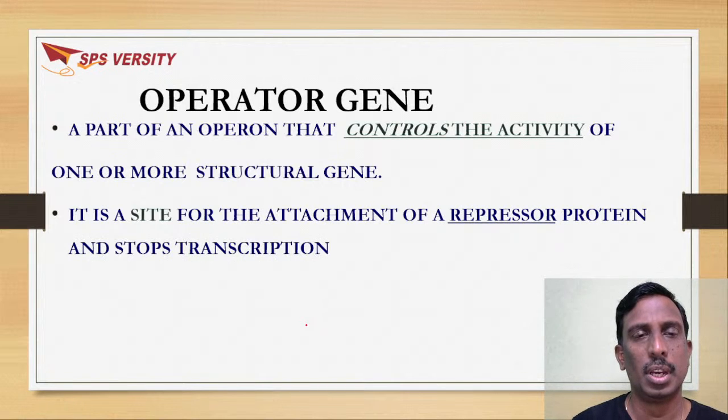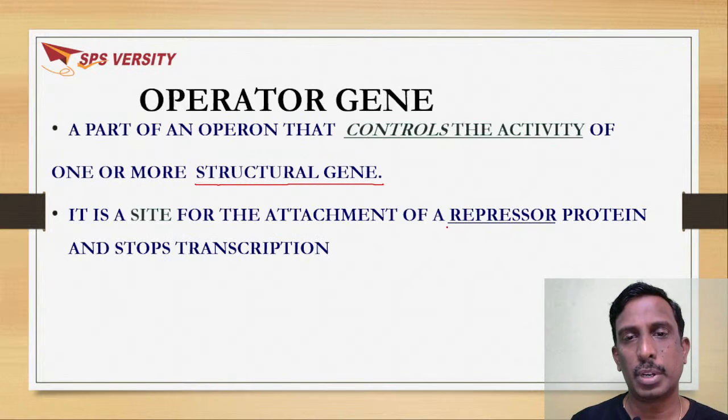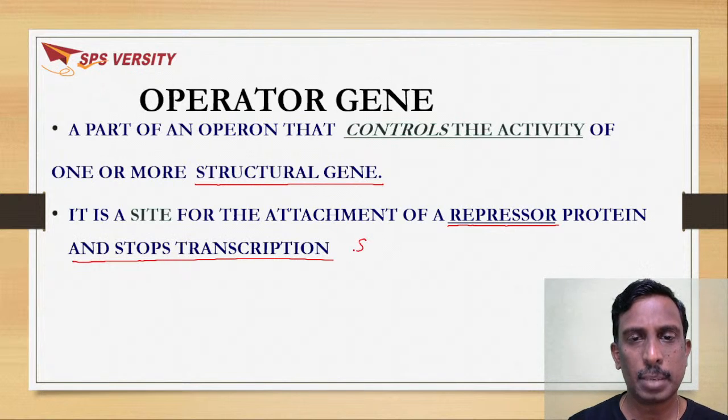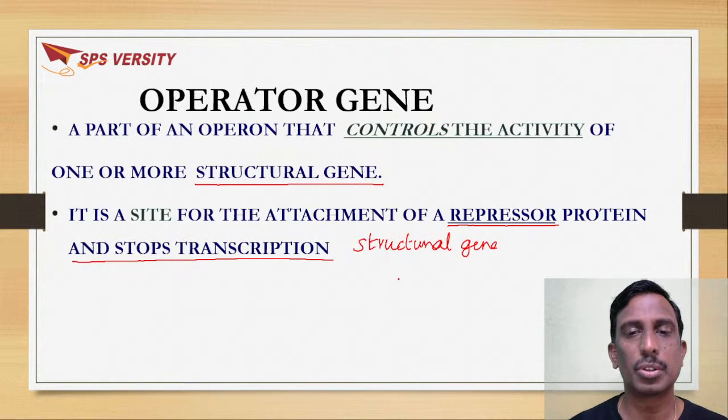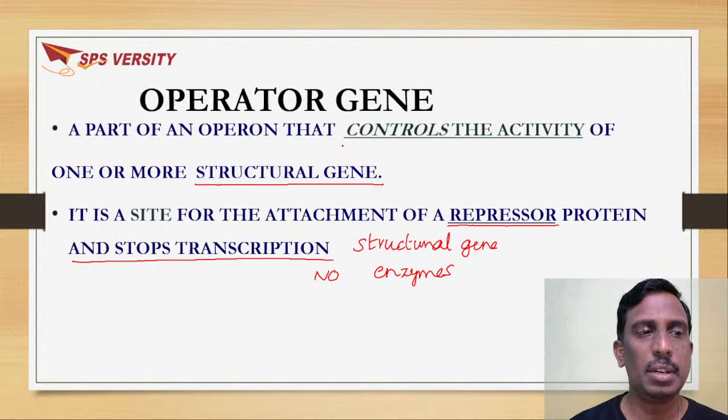Come to the operator gene. What will the operator do? It is a part of the operon that controls the activity of the structural genes. How does it control them? To this operator gene, a repressor protein is attached. When it is attached, it will stop the transcription of the structural genes. When transcription of the structural genes is stopped, there is no production of the enzymes. So no transcription, no enzymes. This is how the operator gene controls the transcription of the structural genes.